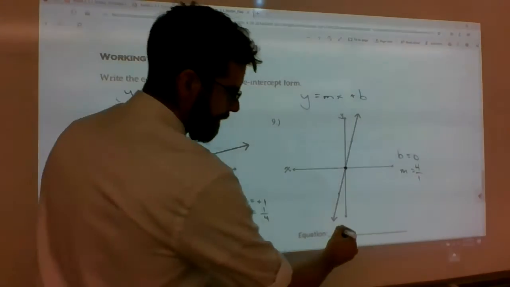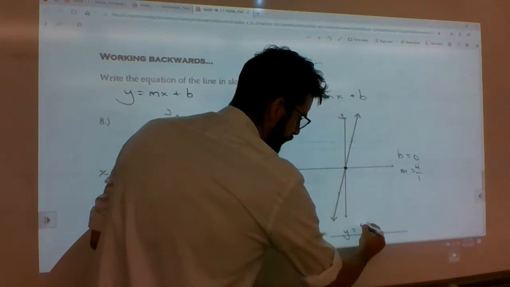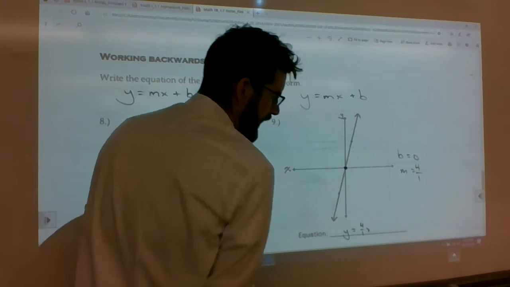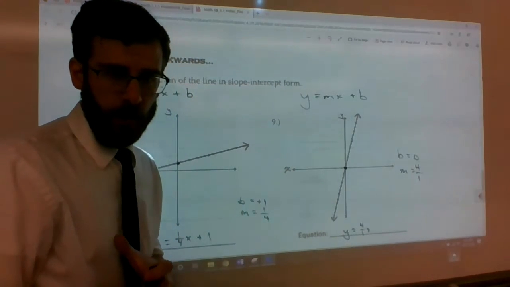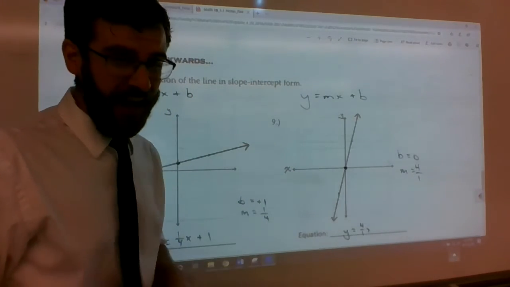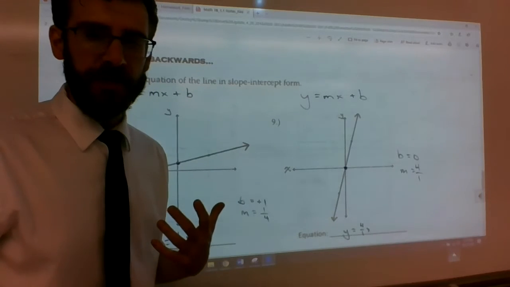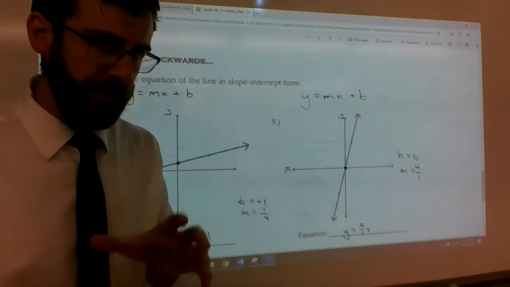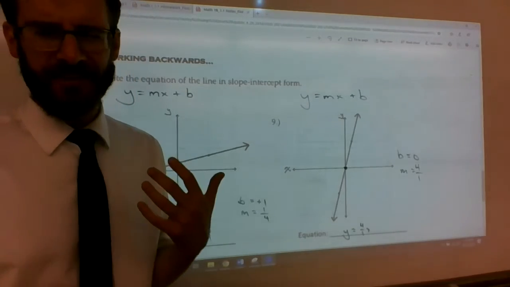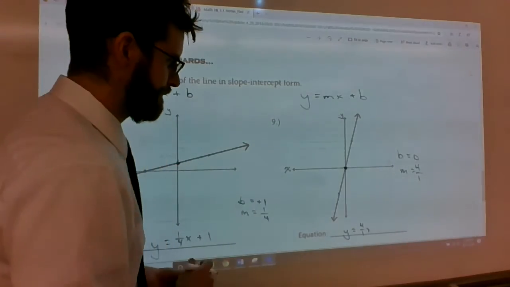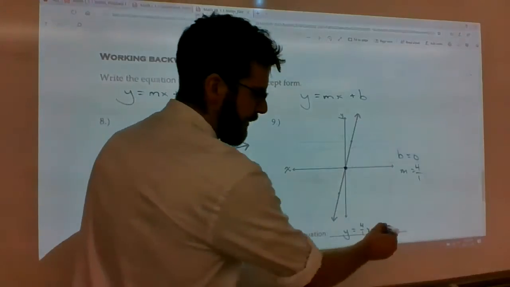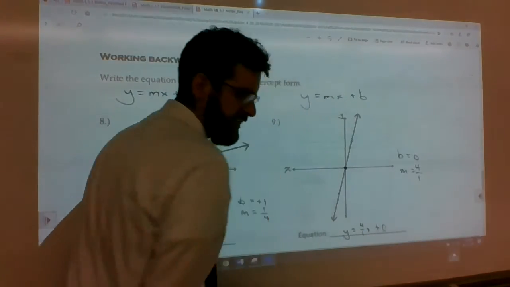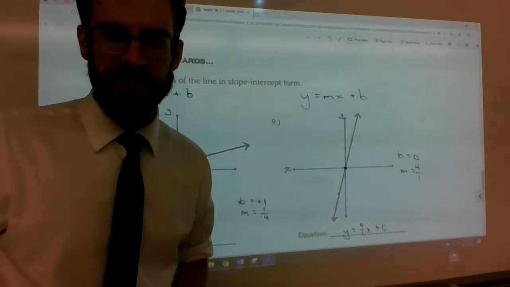So our equation is y equals 4 over 1 x. And then you could either say plus 0 or just leave it as is. In fact, you could technically write this equation as y equals 4x. You don't need to put the 4 over 1 in when you write the equation, but you need it to be able to graph properly. I think most of you guys will probably just stick with that notation just to stay on the safe side.